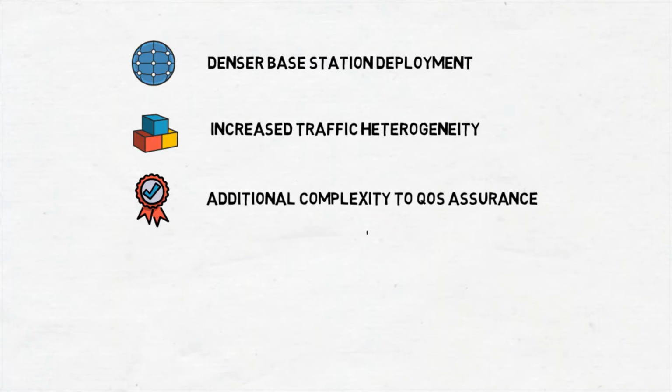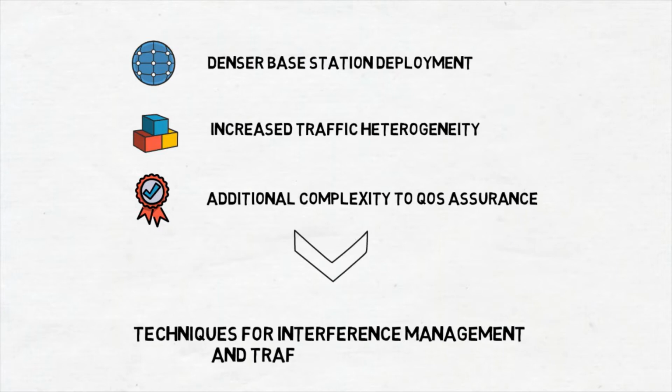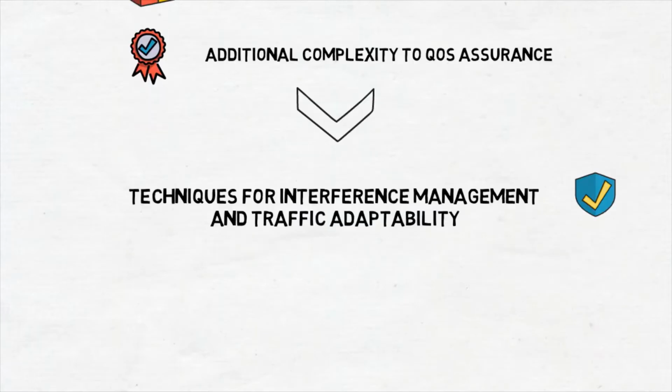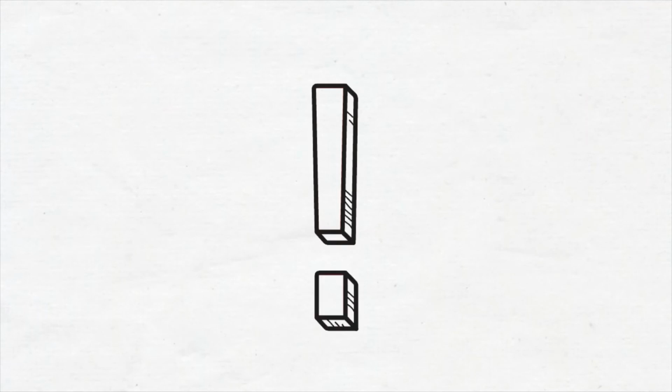This mobile network evolution pushes networks to use techniques that can manage interferences and adapt to traffic in an effort to maintain an adequate network performance. And this is not an easy task for traditional techniques.